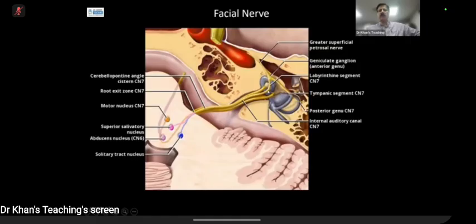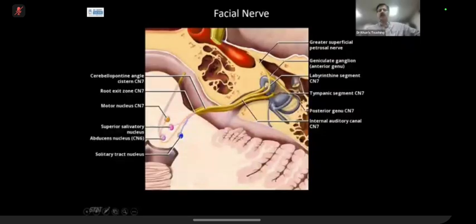This is the labyrinthine portion. This is the lateral geniculate ganglion, or the geniculate ganglion. And then this is the tympanic portion. Now the tympanic portion will pass inferior to the lateral semicircular canal, and then it will descend down, the descending portion. And here the greater superficial petrosal nerve is shown to be going anteriorly. Now here you can imagine that it rises at a higher level than the eighth nerve. So it is superior to the cochlea.